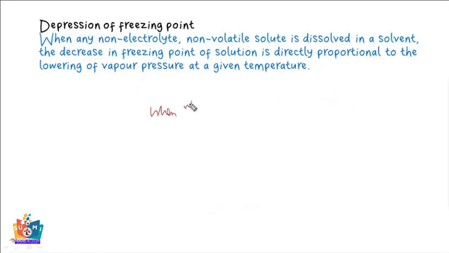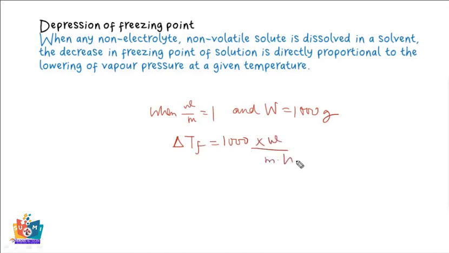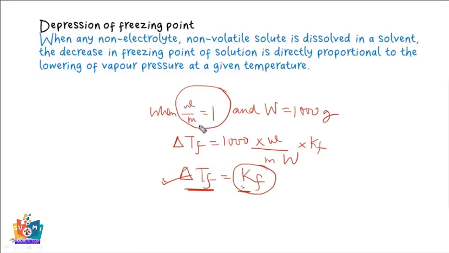Now when small w by small m is taken as 1, that is, 1 mole of non-volatile non-electrolyte solute is dissolved in 1000 gram of solvent, then we will have delta TF equal to 1000 into small w divided by small m capital W into KF. This will become delta TF equal to KF. From this relationship, you can define KF. KF is defined as the decrease in freezing point when 1 mole of non-electrolyte non-volatile solute is dissolved in 1000 gram of solvent. I'm not going to write the definition. You can consult the elevation of boiling point.